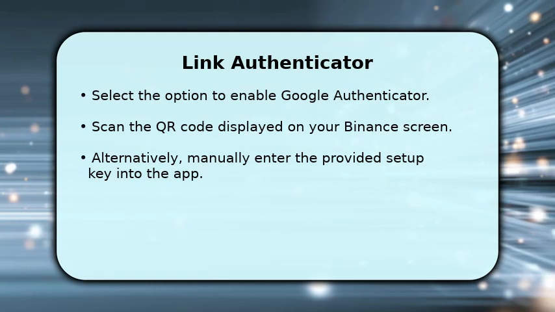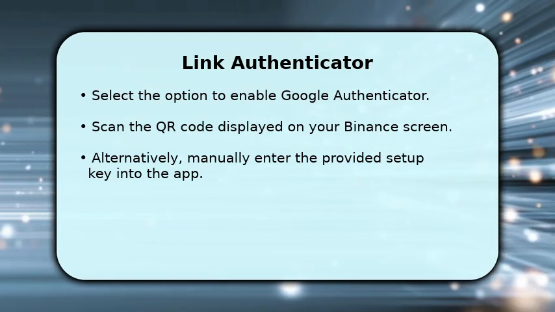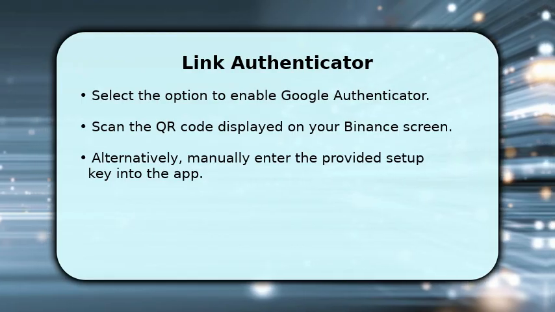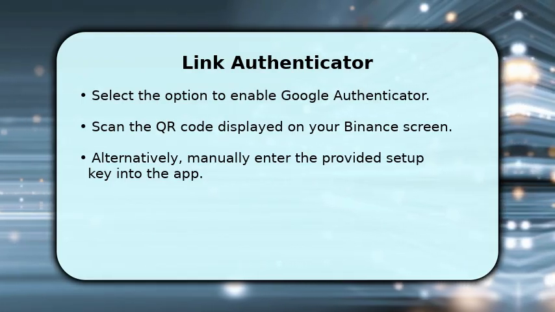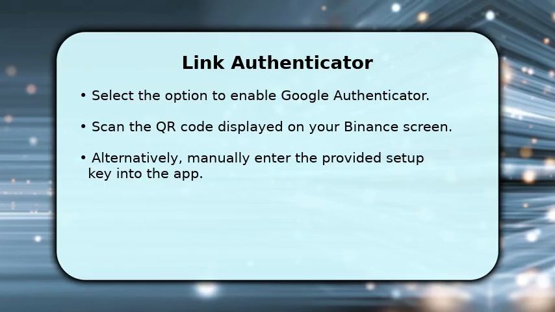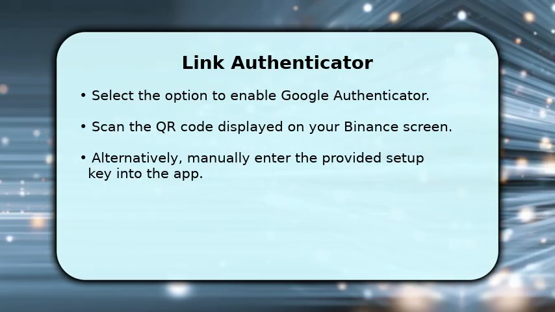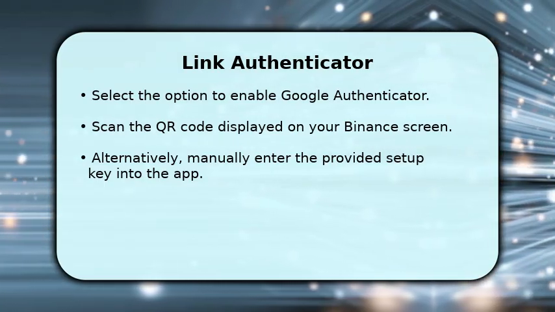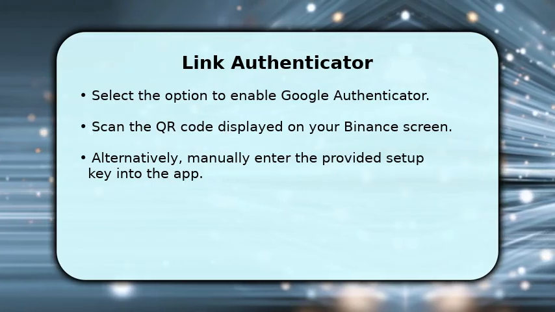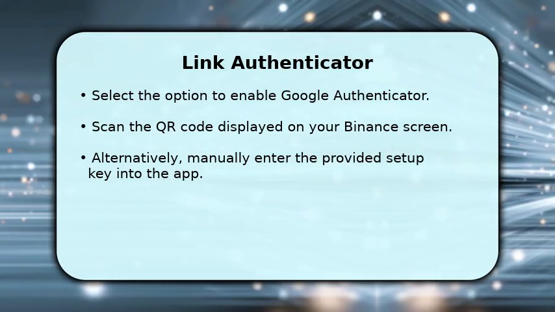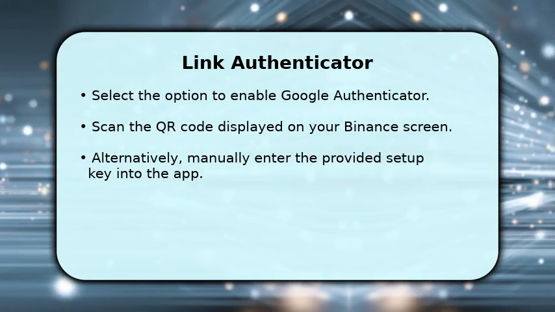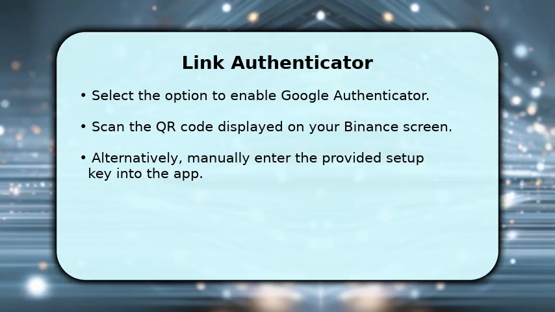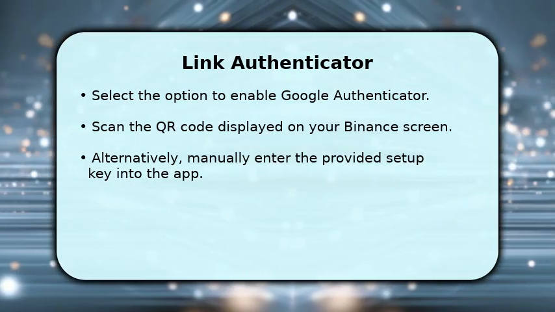Next, within your Binance security settings, choose the option to enable Google Authenticator. You'll see a QR code appear on your screen. Open the Authenticator app on your phone and scan this QR code. If scanning isn't possible, you can manually enter the provided setup key into the app. This action links your Binance account to the Authenticator app, generating time-sensitive verification codes.